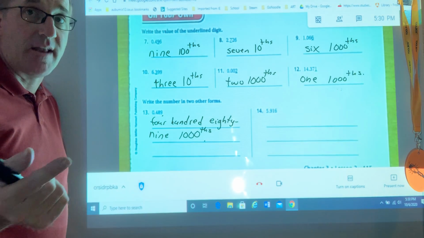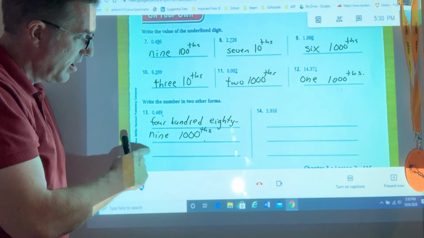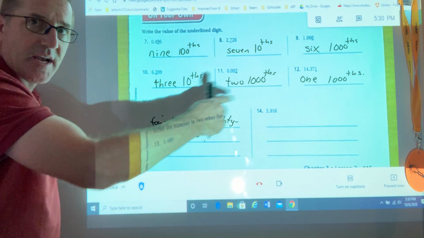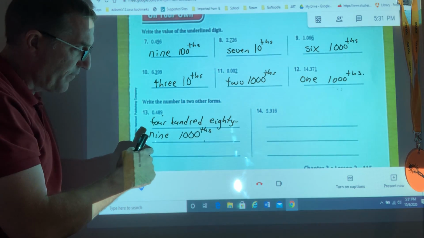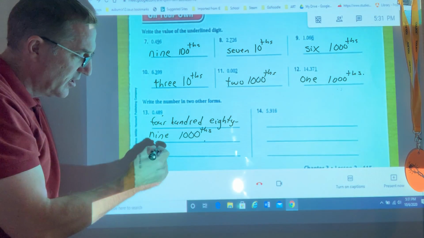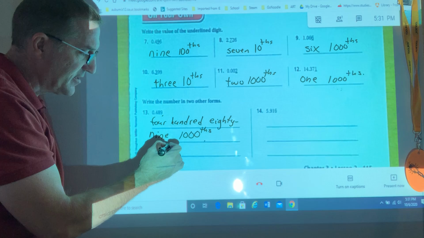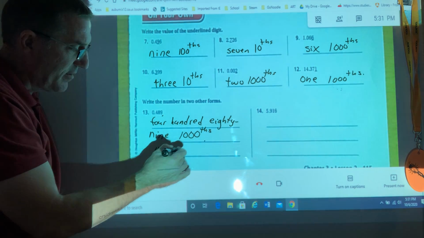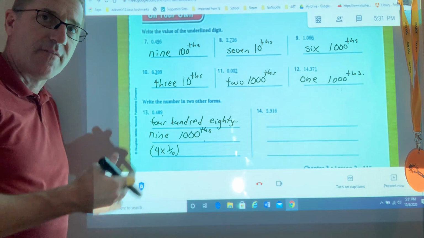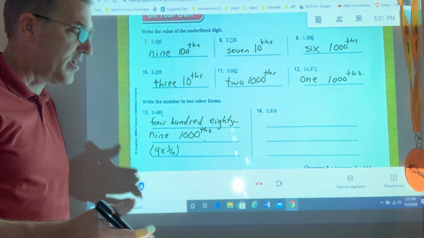Okay, now I want to write it another way. I'm going to write it in expanded form, and then over here I'll do decimal. And if you did it in decimal, we can check that back and forth. But so for my first one, I have no ones. Yay! Less to do, right? So I write 4 times a tenth. If I have 4 times 1 Skittle, I have 4 Skittles. If I have 4 times 1/10, I have 4 tenths. Same kind of concept here.